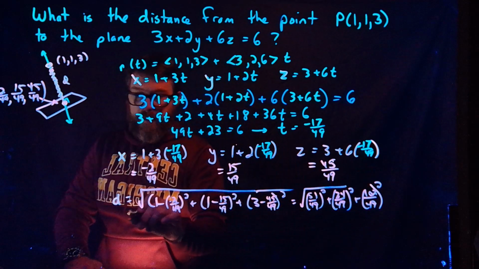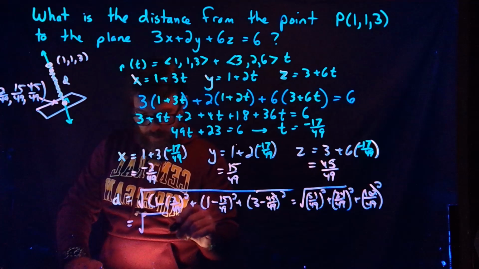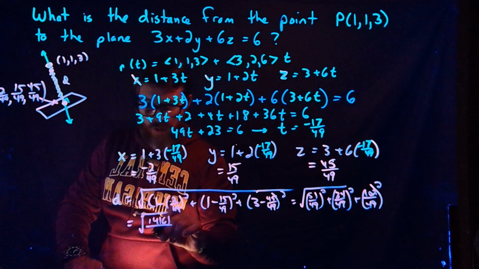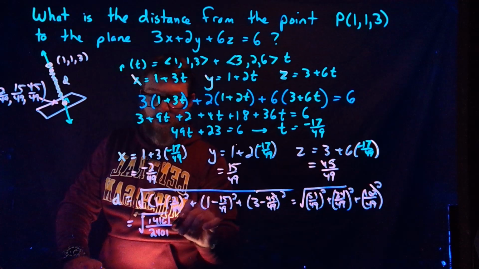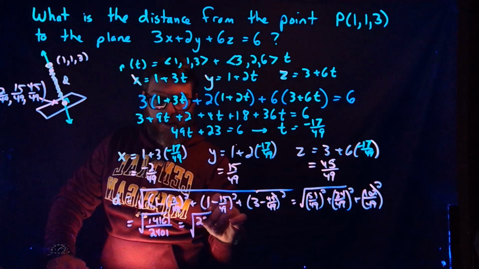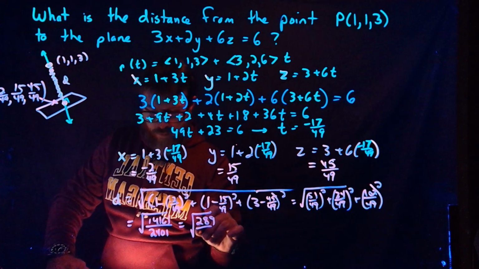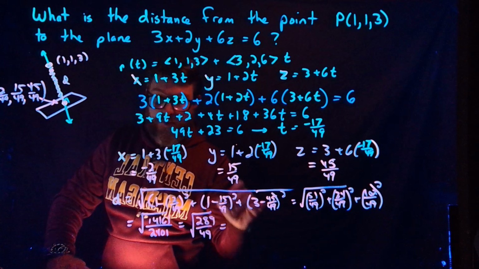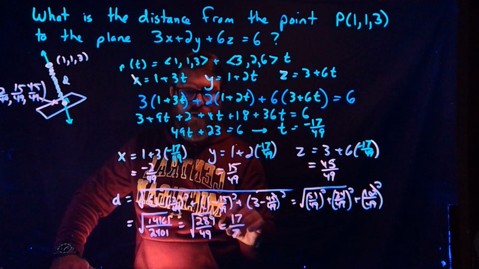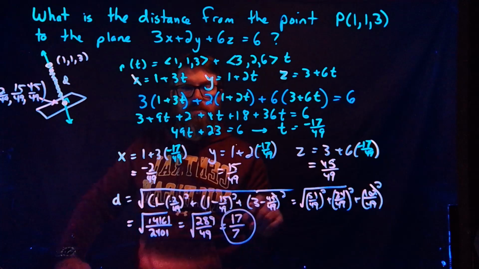Simplifying this, putting them together, I get 14,161 all over 2,401. They're both divisible by 49, so I get 289 all over 49. And actually, these things were perfect squares. I should have just done that in the beginning. So this was 17 all over 7. So this happens to be that distance.